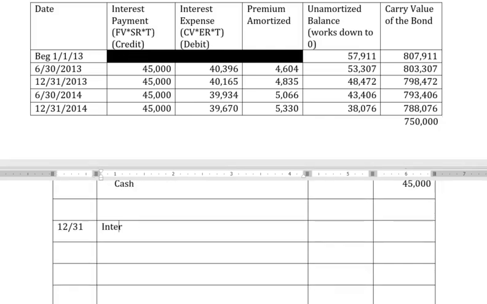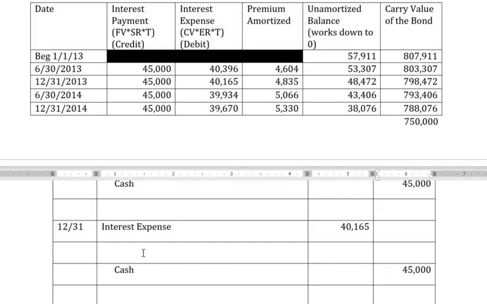Well, just like before, we're going to hit interest expense. That's our debit account. We're going to hit it for the $40,165 this time because of the amount shown. And we know we need to credit our cash for the $45,000, the amount of cash we're spending for the bond. Now, where does the difference go?